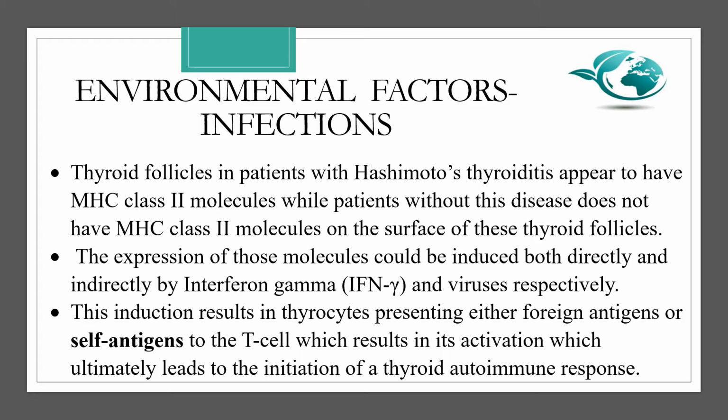Infections. Thyroid follicles in patients with Hashimoto's thyroiditis have MHC class 2, while patients without this disease do not have MHC class 2 on the surface of these thyroid follicles. The expression of those molecules could be induced by interferon gamma, which results in thyrocytes presenting either foreign antigens or self-antigens to the T cells, which leads to activation, thereby initiating an autoimmune response.